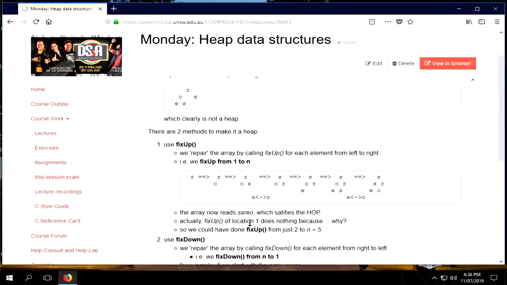Actually, fix up of location 1 didn't need to happen. Fix up of location 1 did not need to happen. Why?